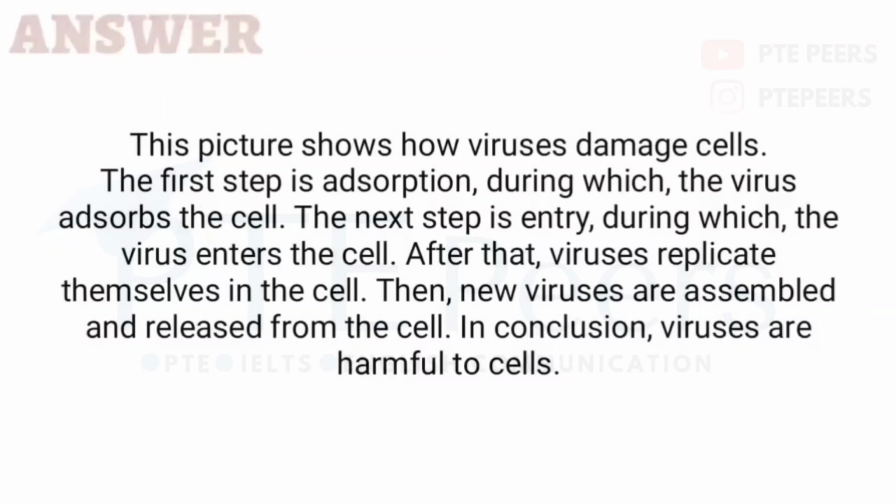This picture shows how viruses damage cells. The first step is adsorption, during which the virus adsorbs to the cell. The next step is entry, during which the virus enters the cell. After that, viruses replicate themselves in the cell. Then, new viruses are assembled and released from the cell. In conclusion, viruses are harmful to cells.